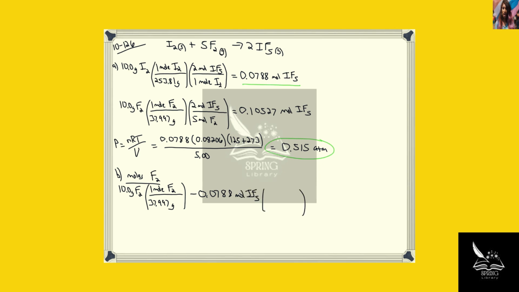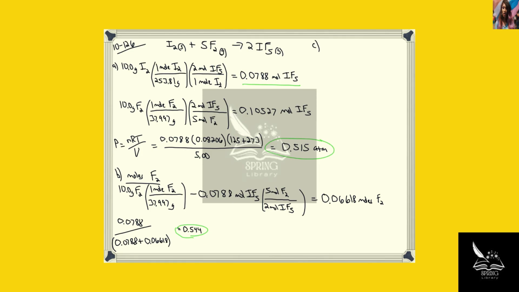We'll take 0.0788 moles of the product and then convert to the moles of F2 required to make that amount of product using the stoichiometry of the balanced reaction, 2 to 5. So the moles initially we have, minus the moles that reacted to make the product, give us the moles left over, 0.06618 moles. So the mole fraction of IF5 will be the moles of IF5 divided by the total moles of gas, which is the moles IF5 plus the moles of F2 that didn't react. And this mole fraction then is 0.544.